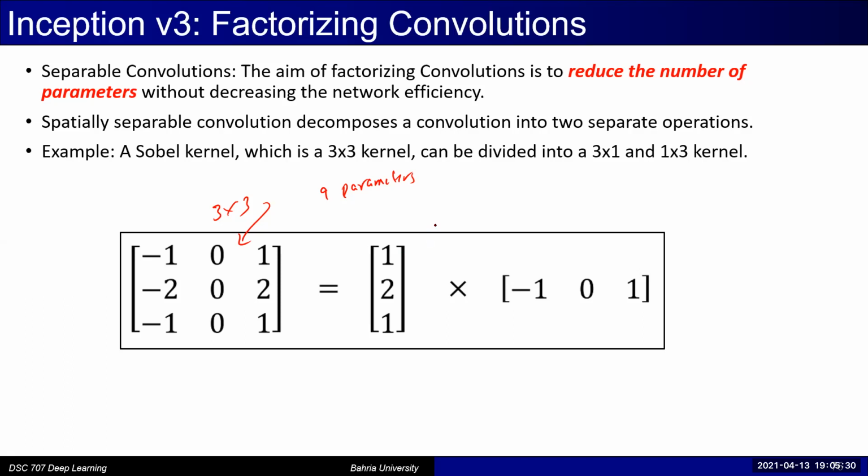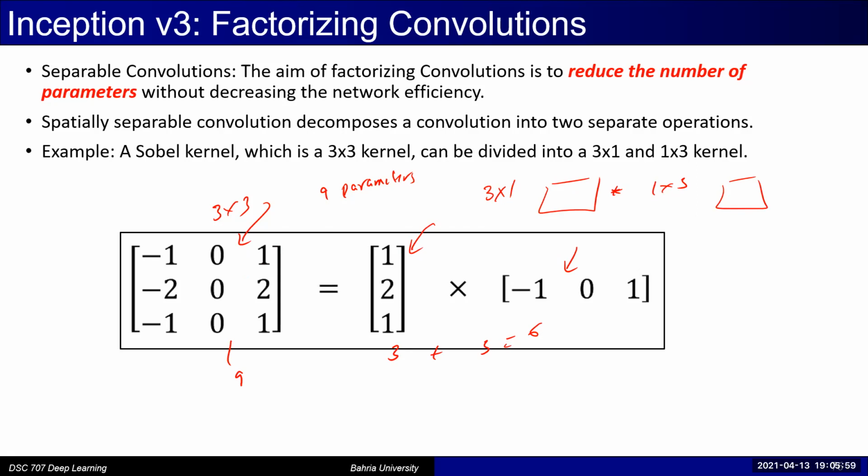First you perform convolution with a vector of 3 cross 1, and you will get some output. Then you perform convolution with this 1 cross 3, and we expect that we get the same thing which we were getting with the 3 by 3 filter, right? Here you have 9 parameters, and here the total number of parameters is 3 plus 3, which is 6. So from 9, we have reduced the number of parameters to 6.